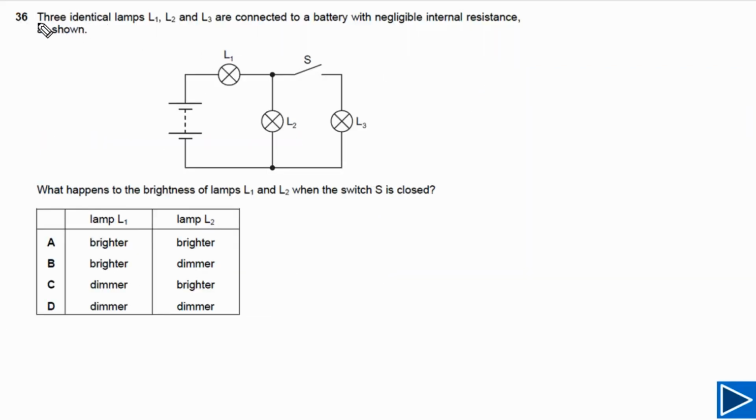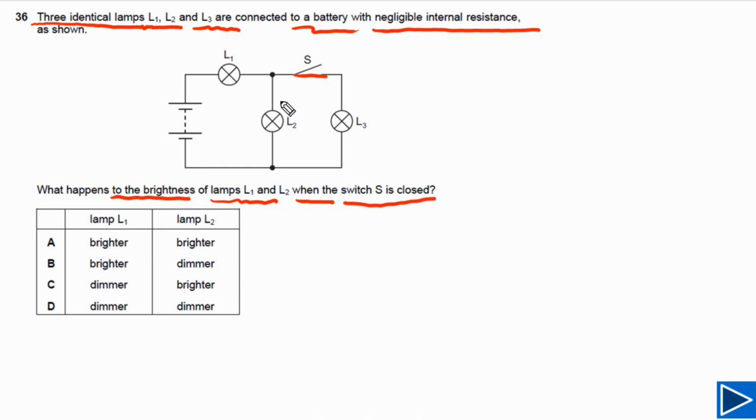First of all, let's try to understand what is given to us. If we read this question carefully, it is given that there are three identical lamps, L1, L2 and L3. They are connected to a battery, and the battery has no internal resistance. What we need to find out is to compare the brightness of lamps L1 and L2 when the switch S is closed. Or simply, we need to compare the power.